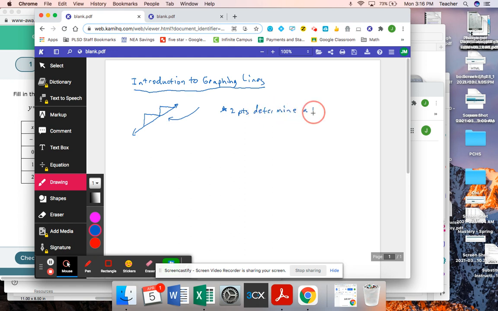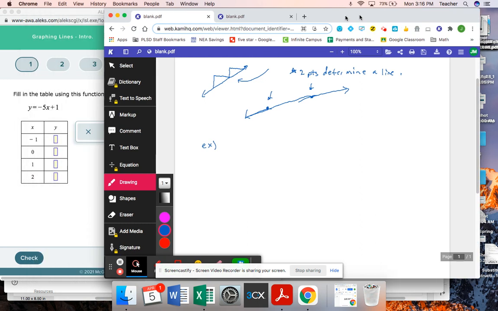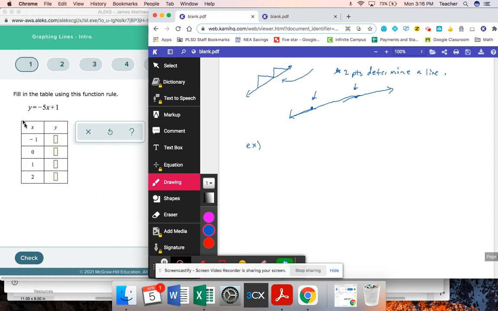All right, so if we understand that 2 points determine a line, if I had a point and a point, I could draw a line through them. Sorry, missed it. There we go. Right? So my goal really is to find at least 2 points. Now, if I give you a function or an equation, I could find those 2 points just by plugging it in. So what if, for example, I said, and I have one here in Alex, I can use this table to find out what the actual points are on a line.